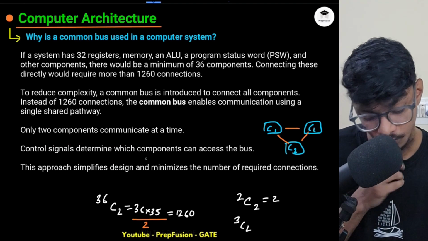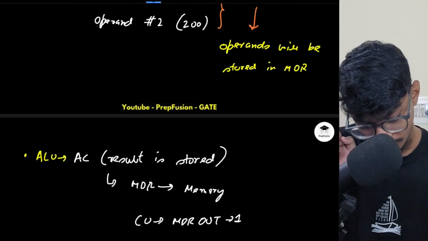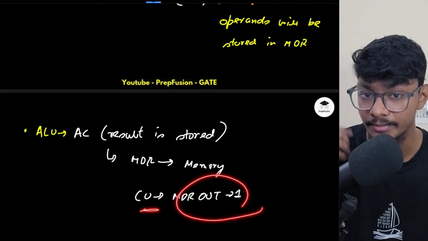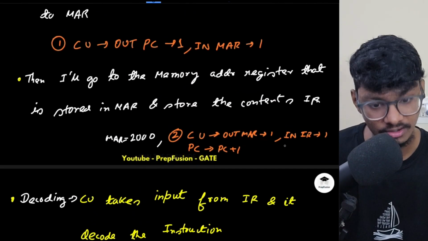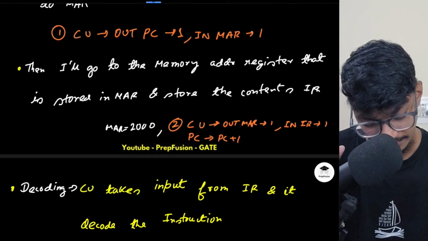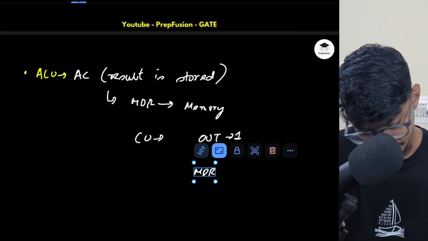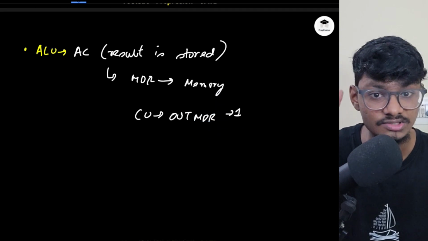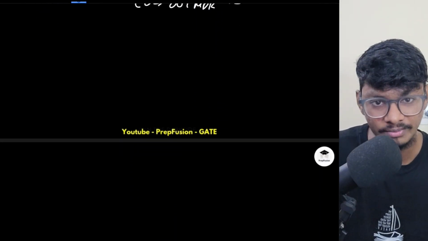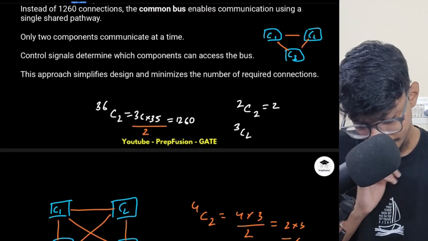Control signal determines which components can access the bus. I told you, right? Here the CU makes MDR out, MAR in, IR in, all these things. So it should be MDR out, not MDR. So the CU actually decides which bus needs to be turned on, just like your manager decides who needs to do what task.